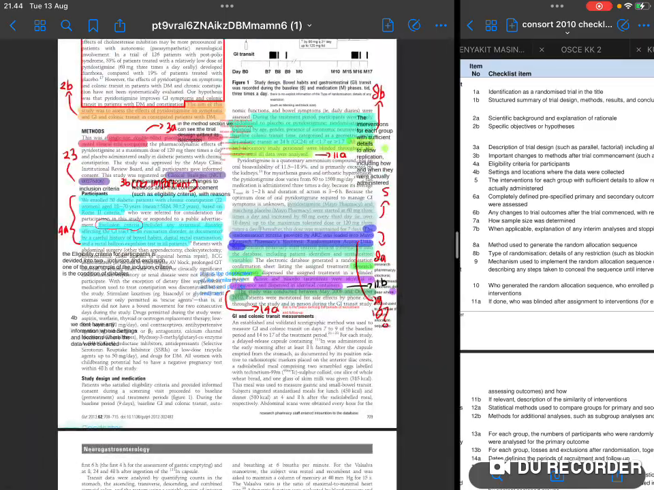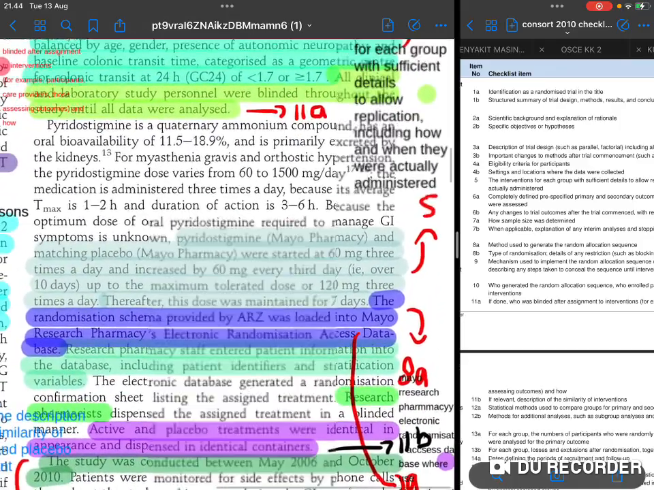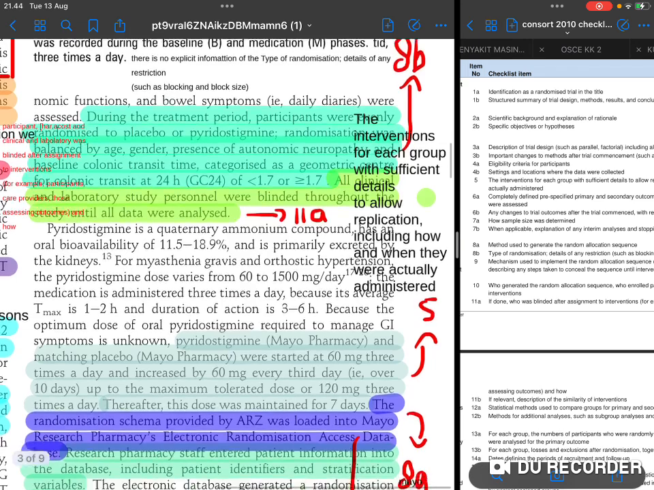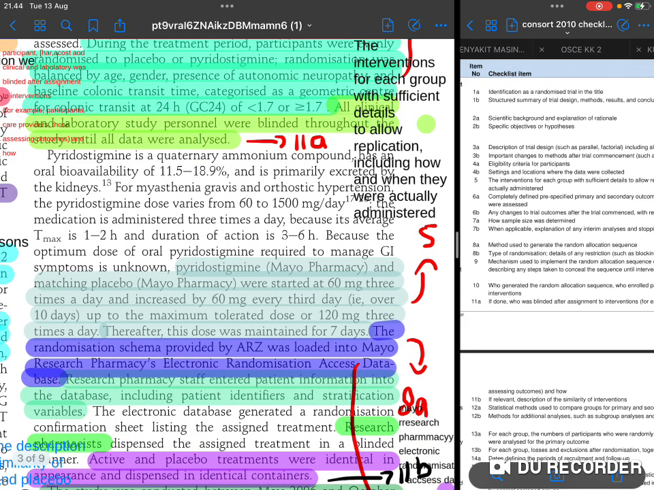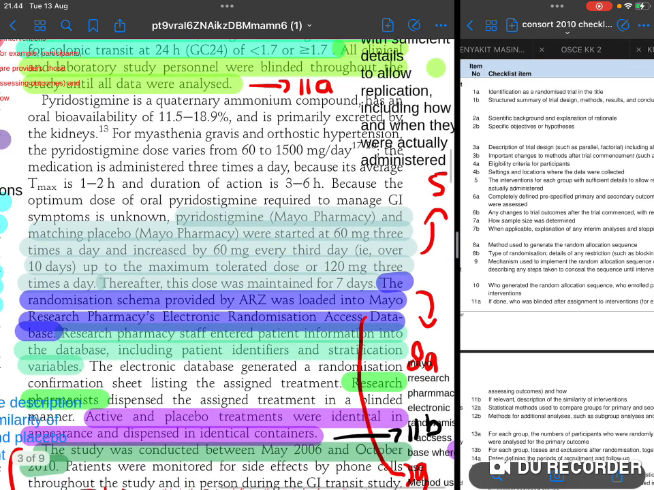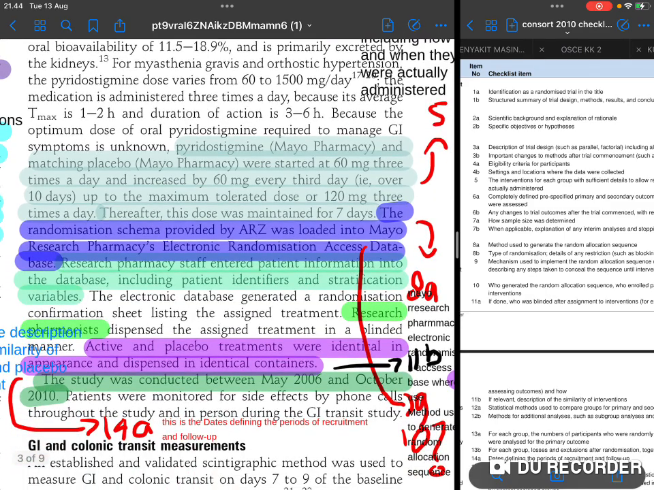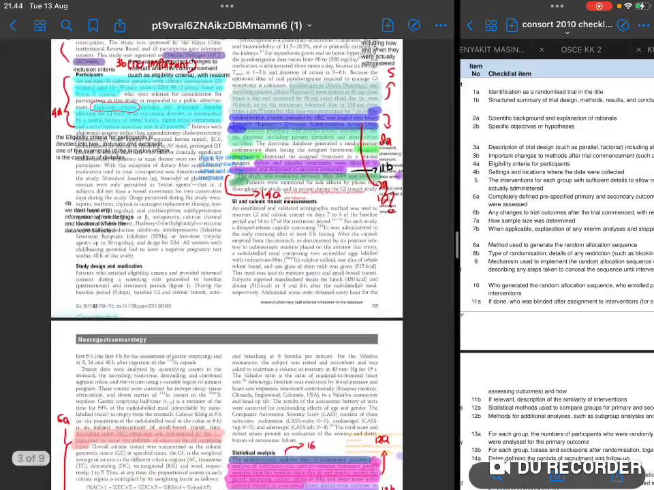And number 5, the intervention. So as you can see under the green highlight, the intervention for each group with sufficient details to allow replication, including how and when they were actually administered. As you can see over here, the pyridostigmine and the matching placebo were started at 60 milligrams 3 times a day and increased by 60 milligrams every third day. That's the intervention.